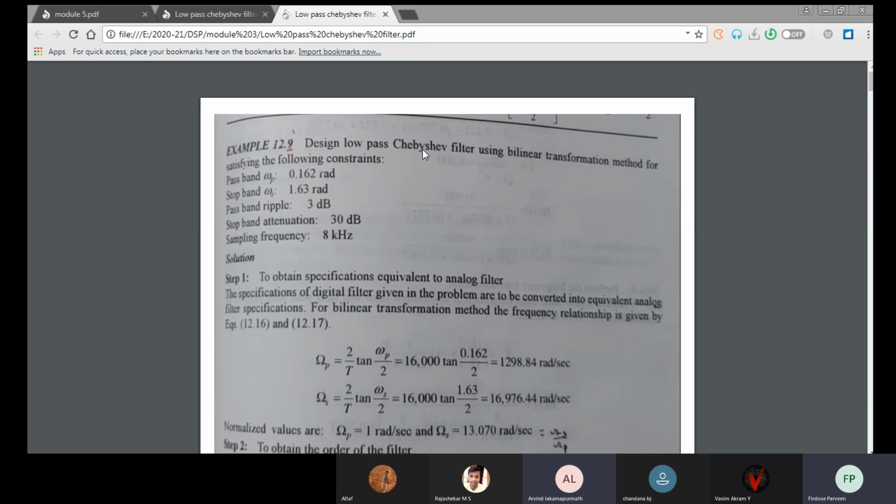Design a low pass Chebyshev filter using the bilinear transformation method for satisfying the following constraints. Pass band edge Wp is 0.162 radians, stop band edge Ws is 1.63 radians, pass band ripple 3 decibels, stop band attenuation 30 decibels, sampling frequency 8 kilohertz. Previously, the problems we had seen were on the Butterworth filter.